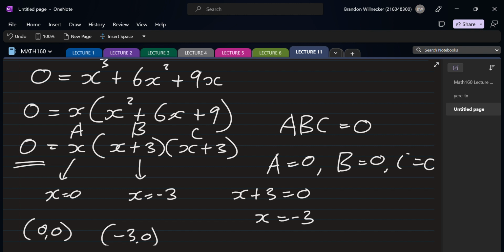Okay, yeah. So the method, you can use whatever method you like. This is just something that I'm showing you, but if you know a different method for solving this, that's fine. Okay.